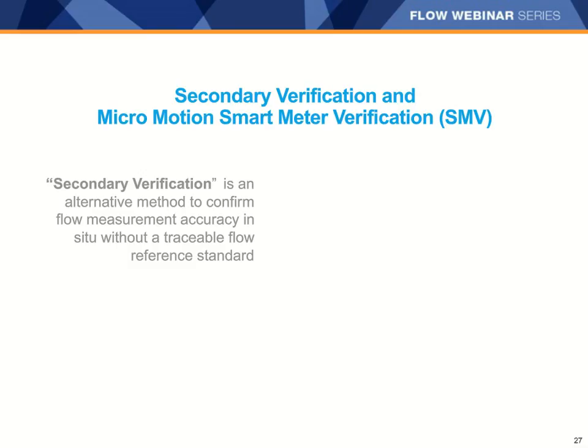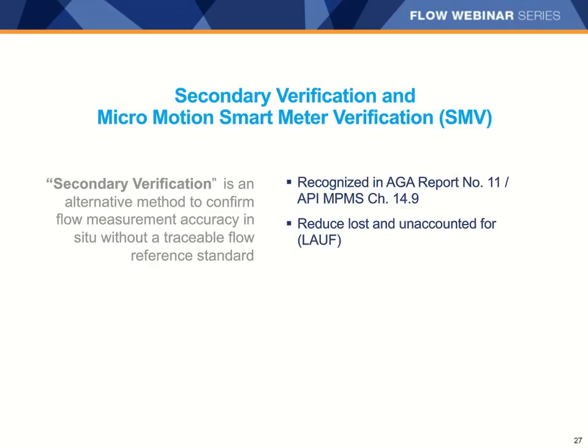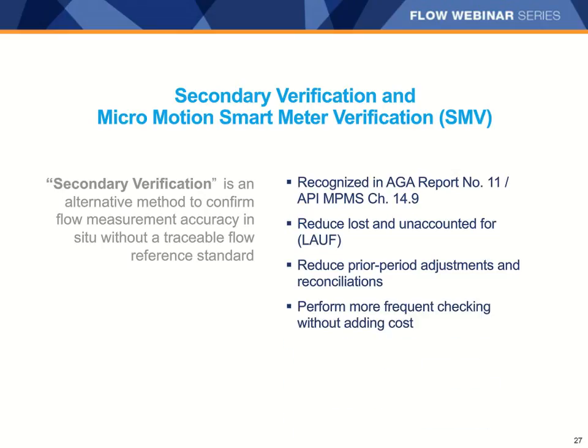So AGA 11 acknowledges that valid secondary verification methods may be used to bolster measurement confidence of Coriolis meters in natural gas applications. The potential benefits of having the ability to perform an in-situ check to confirm the accuracy of a Coriolis meter include reducing system losses and better system balance, a reduced chance of prior period adjustments that will result from undetected measurement shift, a low-cost method for checking each meter more frequently, and the potential to extend the interval between expensive primary calibration events with greater confidence.